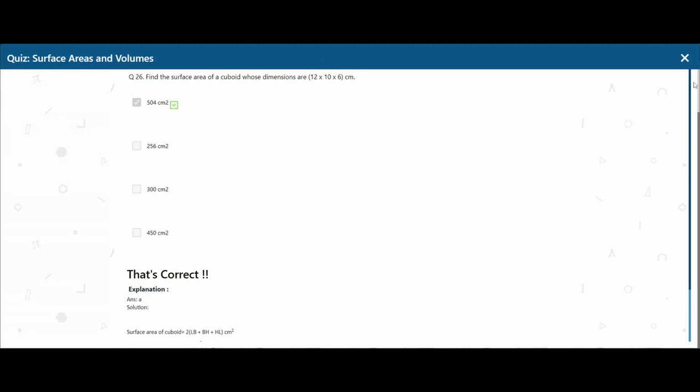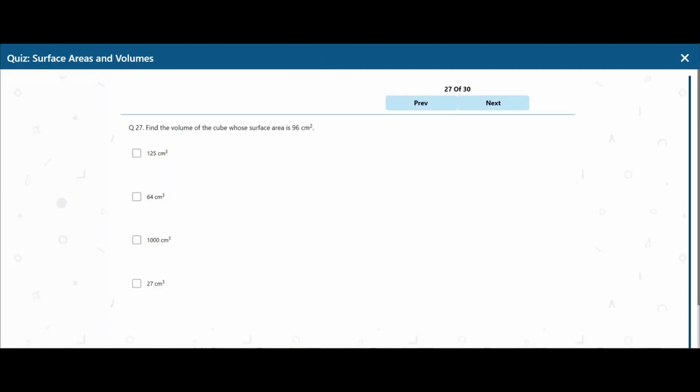Next question. Sneha finished. Spurti? Yes, ma'am. Find the volume of the cube given the surface area is 96. 64 cube centimeter, ma'am. Very good. That's correct.